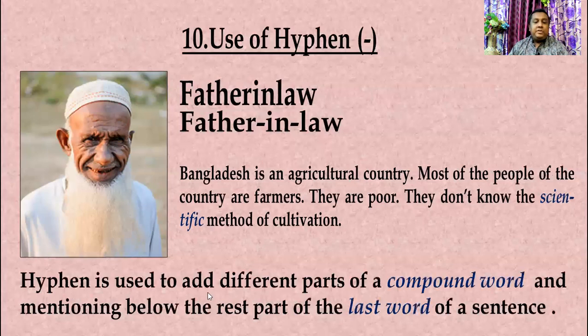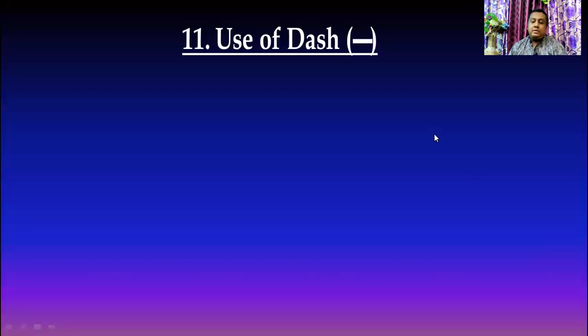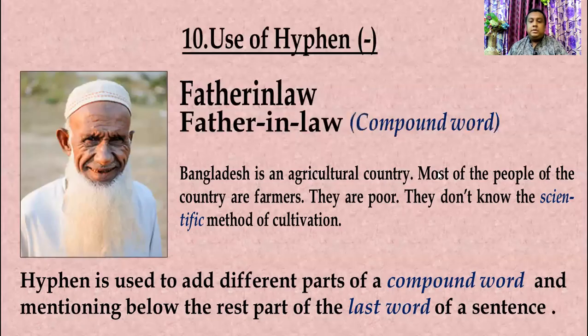So hyphen is used to add different parts of a compound word and to mention below the rest part of the last word of a sentence. This is the rest part of the last word. So father-in-law is a compound word, and scientific, the first part is scientific and the rest part is tific. So you have to use hyphen.